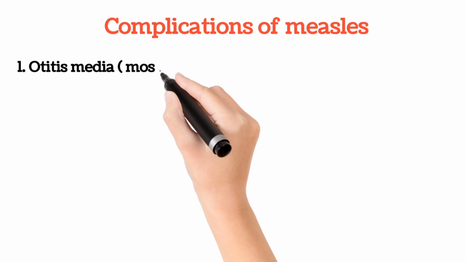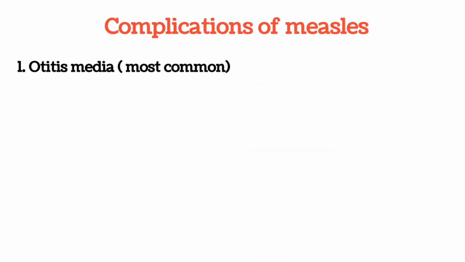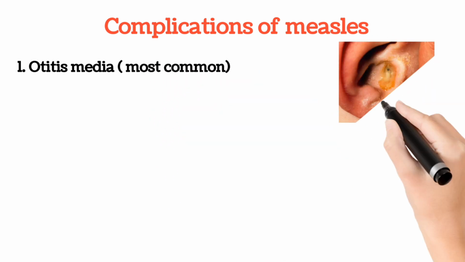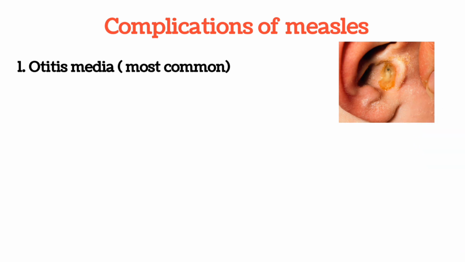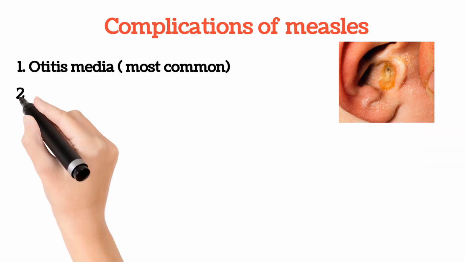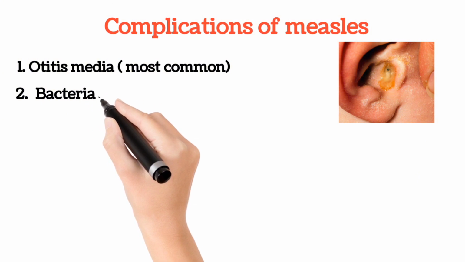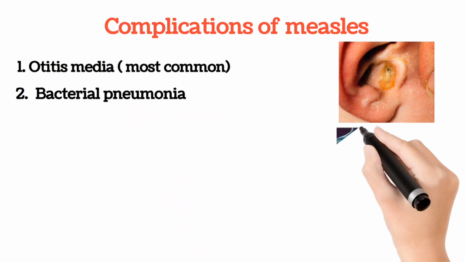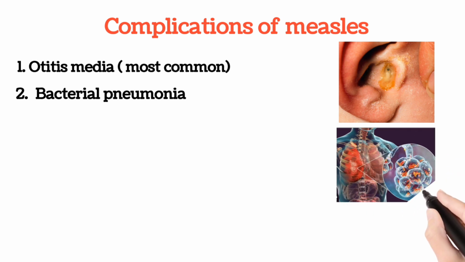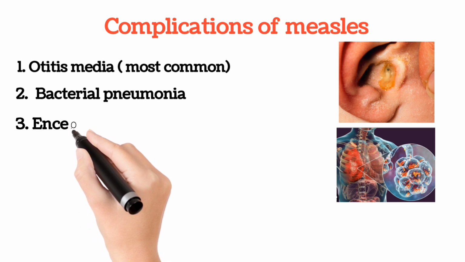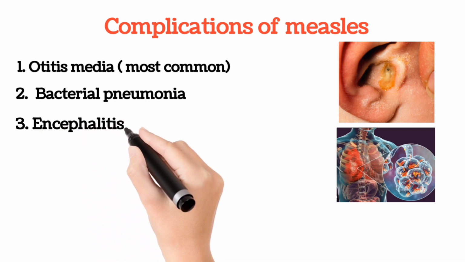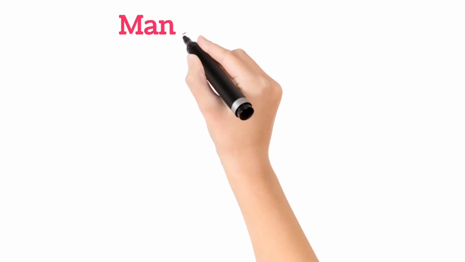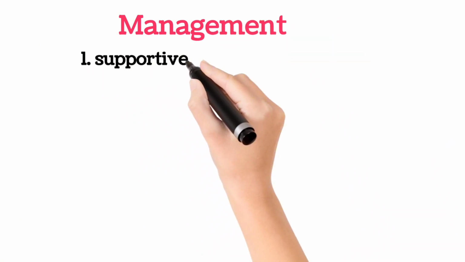The complications of measles are mainly due to secondary bacterial infection. The most common complication is otitis media, which is the inflammation of the middle ear cavity, and there is bacterial pneumonia, which is the infection of the lungs due to which there is cough. And also, in the severe form, there is encephalitis, which is the inflammation of the brain. So these complications all occur due to secondary bacterial infection.